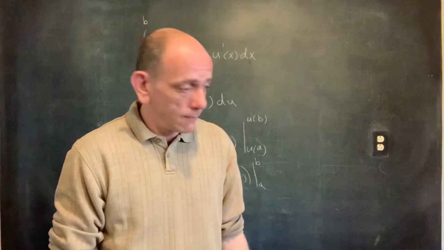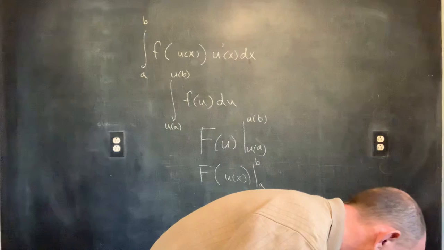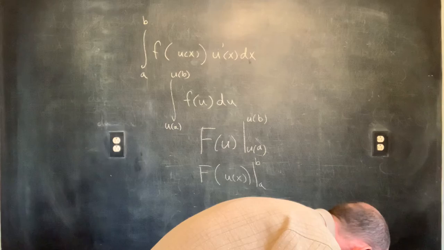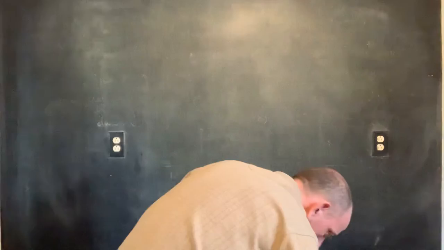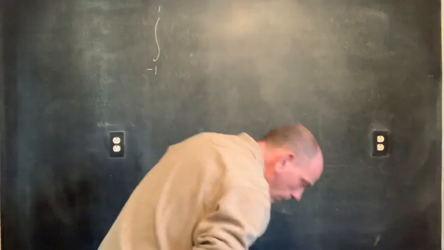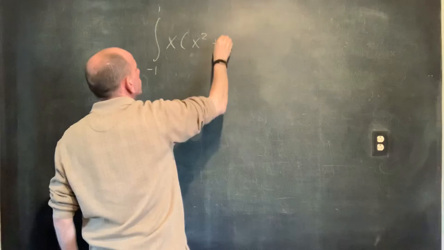So let's quickly do an example here, see if I can find one. Let's try. I'm just going to steal an example here. Let's go integral negative 1 to 1 of x times (x squared plus 1) cubed dx.